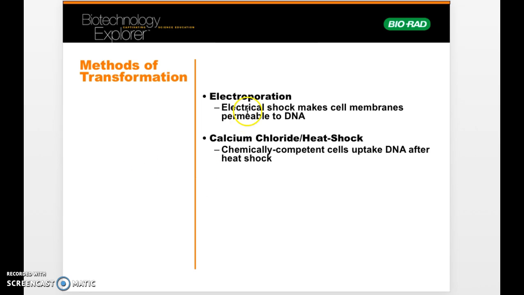So there are two things that allow the bacteria to take in the plasmid. There's electroporation, which is not what we're doing. This is an electrical shock that can make cell membranes permeable to DNA to allow bacterial transformation. But this is not what we're doing. What we're doing is the calcium chloride and heat shock.